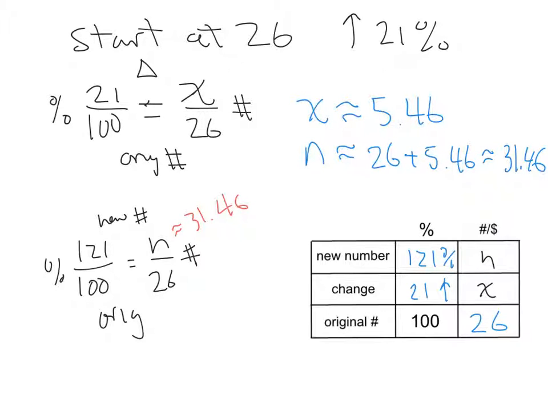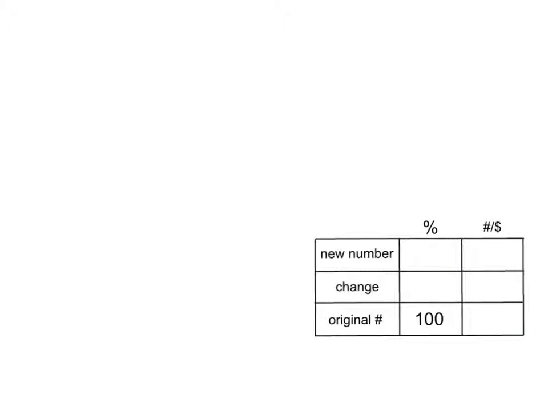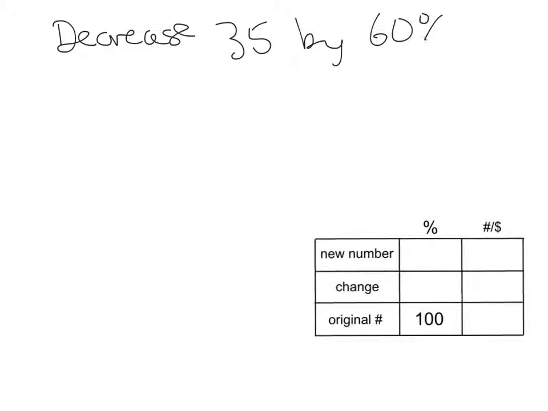So what this shows is that the chart helps you organize how you're going to find the new number or the change, but it also helps keep track of these things for you. On this slide, we'll find a decrease. Let's say we start at 35 and decrease 35 by 60%. What that means is we have a 60% decrease, which means the change is 60 down on the percent side, which means immediately we can write our new number is 40%.